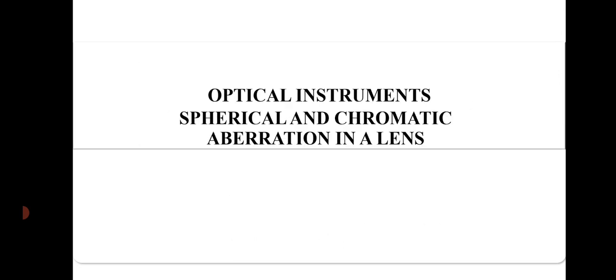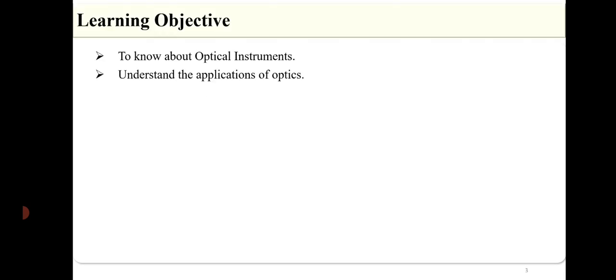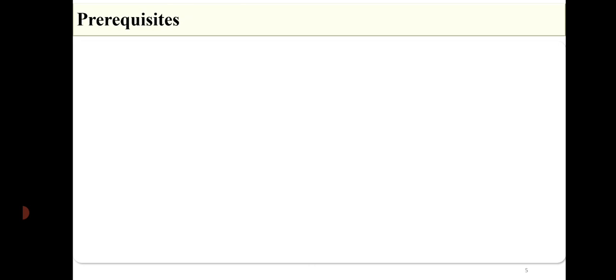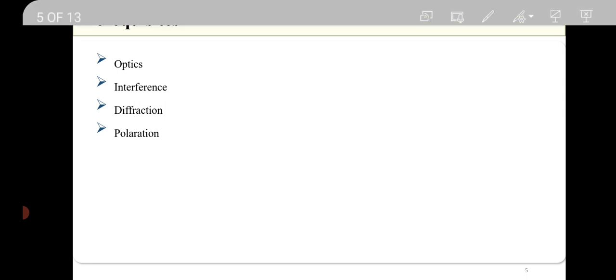Topic: optical instrument, spherical and chromatic aberration in a lens. Learning objective: to know about the optical instrument and understand the application of optics. Session outcomes: the spherical and chromatic aberration in a lens, monochromatic and chromatic aberration, spherical aberration and its minimization. Prerequisites are optics, interference, diffraction, and polarization.